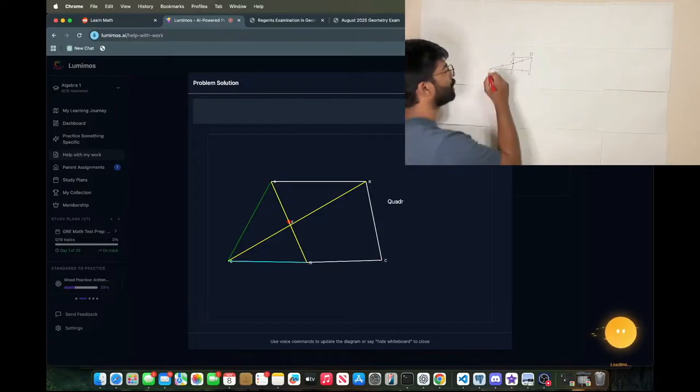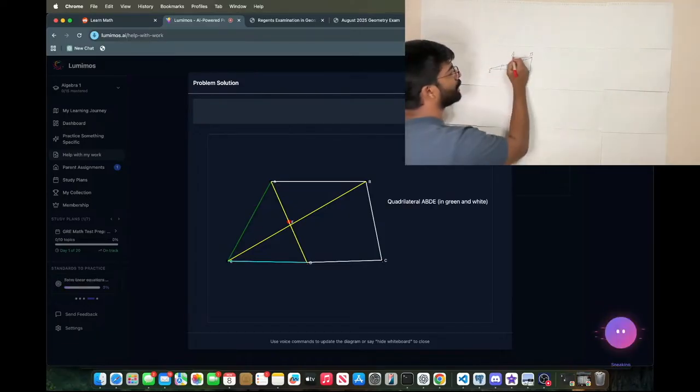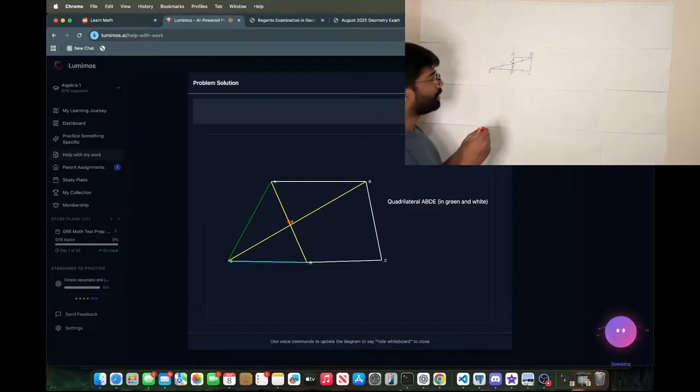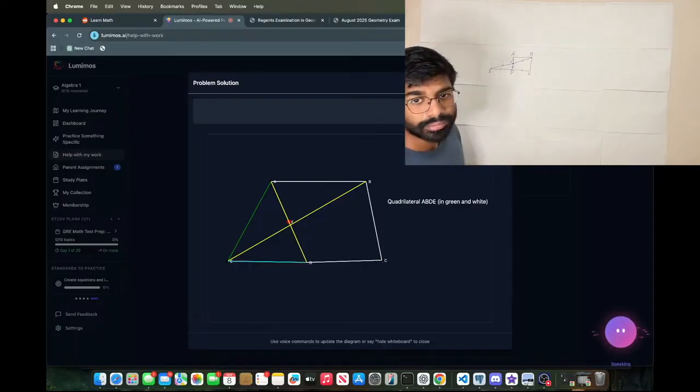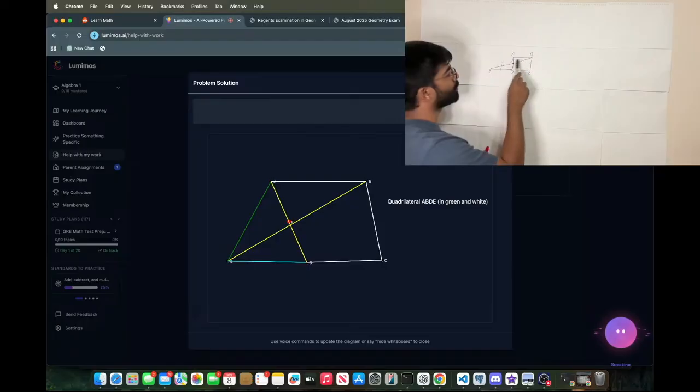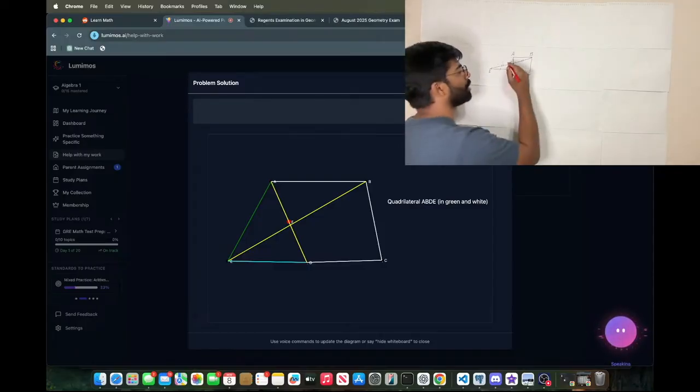See the green line I just added? That completes quadrilateral ABDE. The sides are AB, BD, DE, and AE. The yellow lines AD and BE are the diagonals of this quadrilateral ABDE, and they bisect each other at F. So now, what type of quadrilateral must ABDE be?